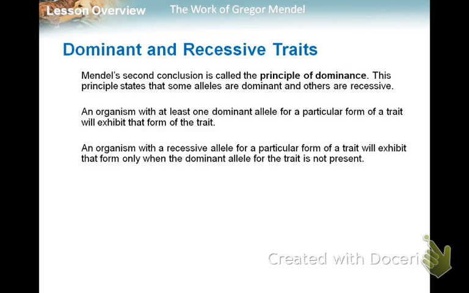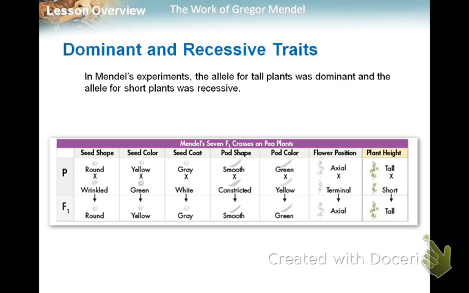Mendel's second conclusion was the principle of dominance. This explained why some of those characteristics of the parents seem to have been hidden away. Some alleles are dominant and others are recessive. An organism that has at least one dominant allele will exhibit that form of the trait. A recessive allele will only show up if a dominant allele is not there to overshadow it. So an organism has to have two recessive alleles in order to show that trait.